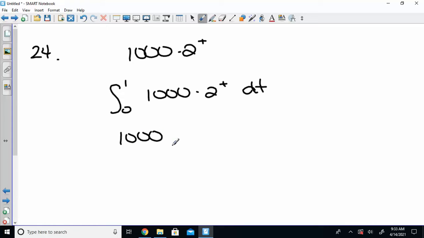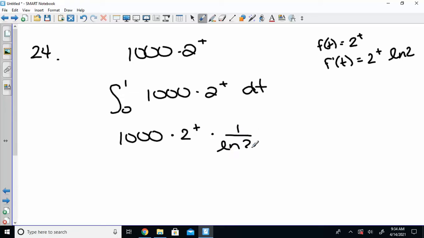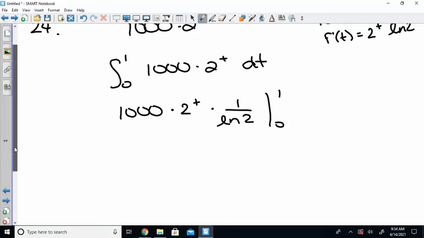Okay, so if we do this, the antiderivative of 2 to the t, you have to think for a minute. If you remember when we did the derivative of these exponentials, if it wasn't a base of e, you had to add in a natural log. So if you had 2 to the t, the derivative of that was still 2 to the t, but times the natural log of 2. So the antiderivative of 2 to the t is still 2 to the t, but what would I have to multiply by to cancel the natural log of 2? 1 over the natural log of 2. That's why we like the e's so much, because we get to leave that part off.